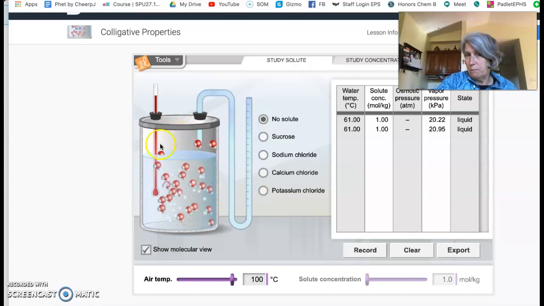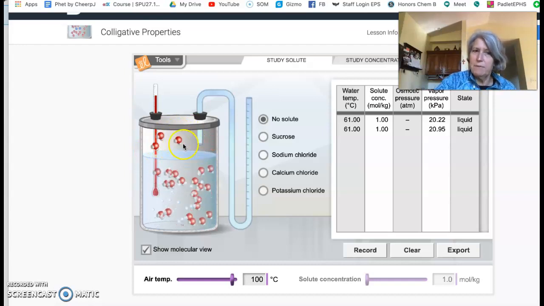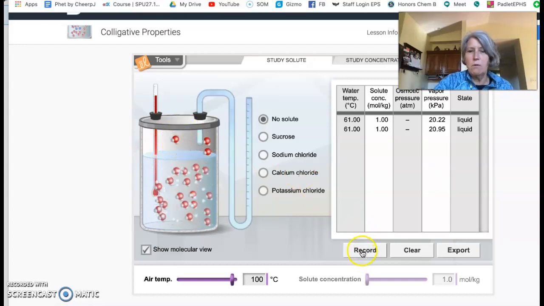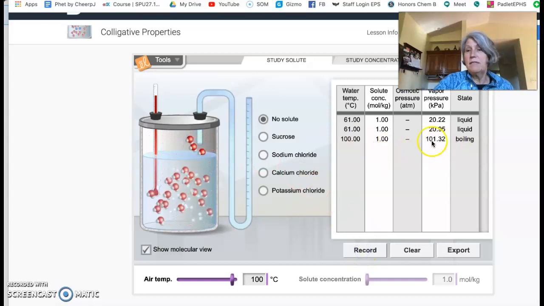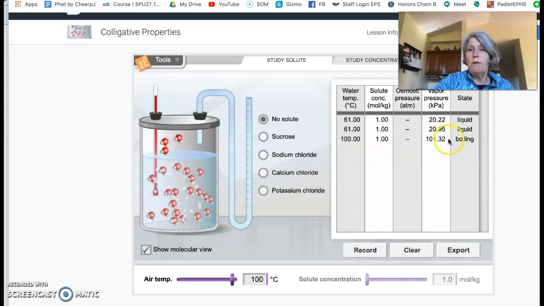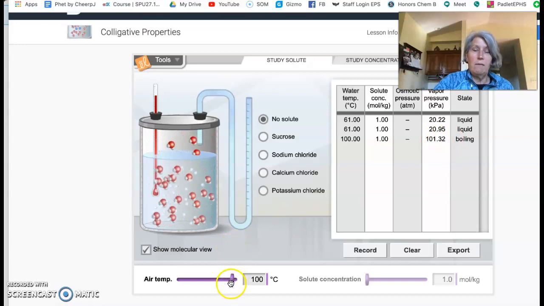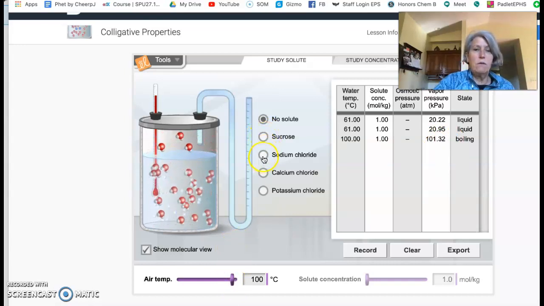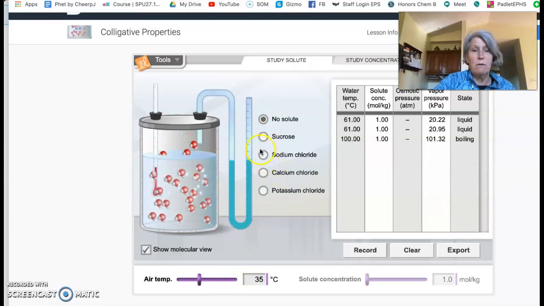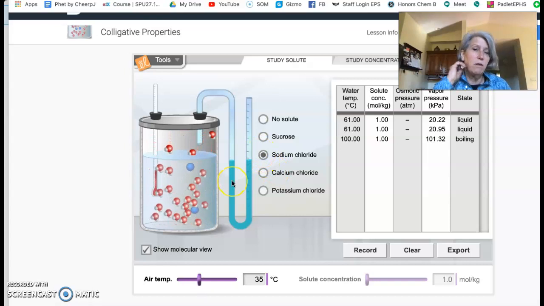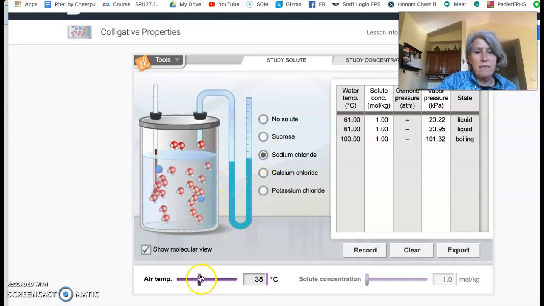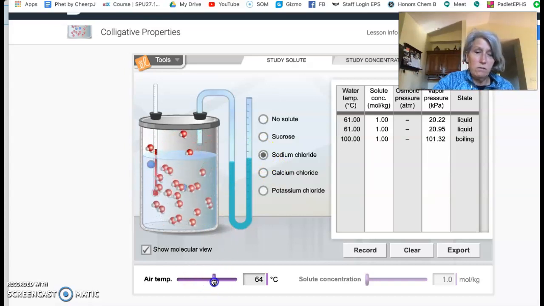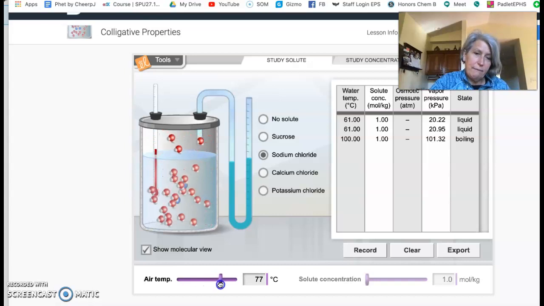It'd be great if there were more molecules here, but the vapor pressure increased. I'm going to record that. You can see the vapor pressure was 101.32 kPa. Okay, so now I'm going to go back to my 25, go back lower here. I'm going to add my sodium chloride, and now I'm going to take that to 100 degrees.